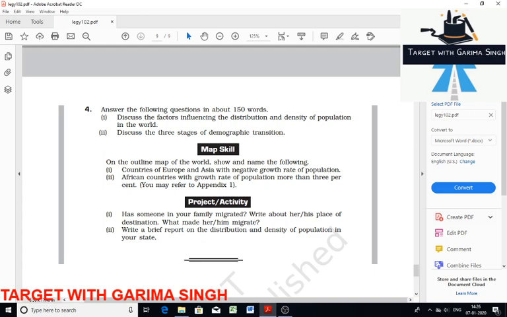Next is: discuss the three stages of demographic transition. So demographic transition theory can be used to describe and predict the future population of an area. The theory tells us how the population of a region changes from high birth and high death rates to low birth and low death rates as society progresses from rural, agrarian, and illiterate to urban, industrial, and literate. These changes occur in stages which are collectively known as the demographic cycle.